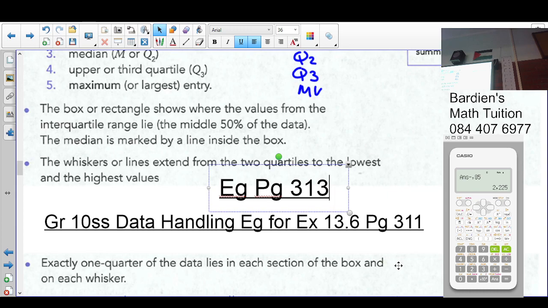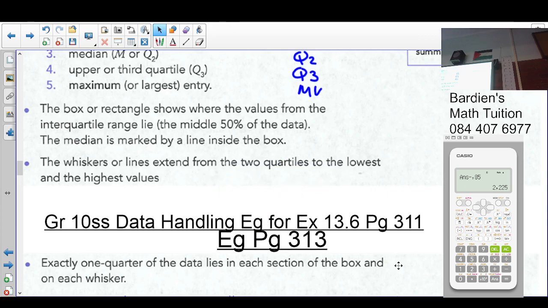So the rectangular box shows the values of the interquartile range, the middle 50% of the data. The median is marked by the line inside the box. Okay. The second note is the whiskers are the lines extended from the 2 quartiles to the lowest and the highest values. Okay.